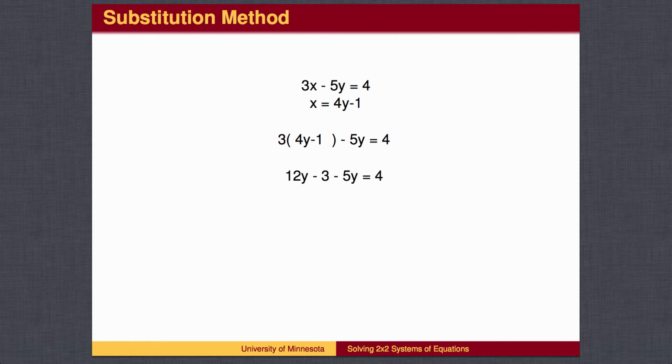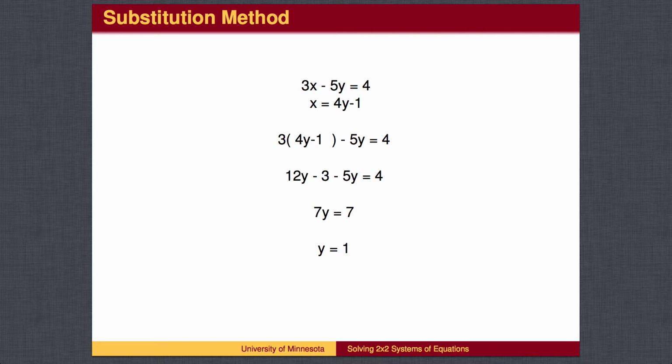We now have an equation containing only one variable, in this case the variable y, which can now be solved, first distributing the 3, then combining like terms, and finally dividing by 7. This is only part of the answer. Recall we are trying to find the ordered pair where the two lines intersect. We have only found the y coordinate. We now need to find the x coordinate.